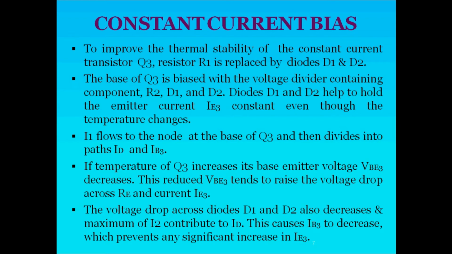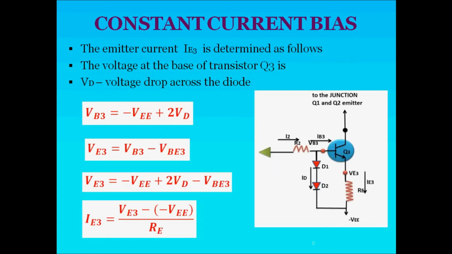Thus the voltage drop across diodes D1 and D2 also decreases, and maximum I2 current contributes to the diode current. So as diode current increases, IB3 current is reduced, which prevents a significant increase in IE3. So now we'll see the diagram, then you will get a better idea. What we did here is this resistor R1 is replaced by diodes D1 and D2.